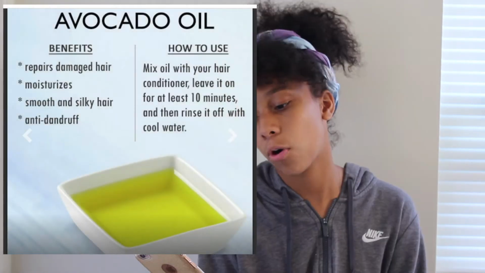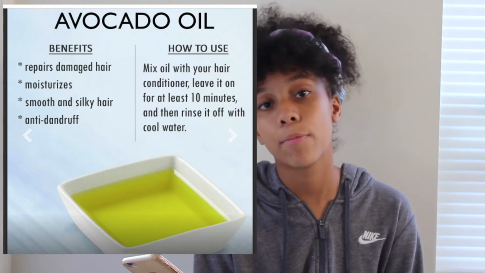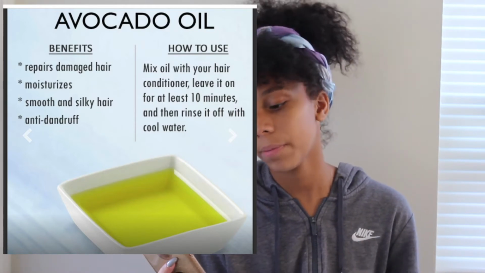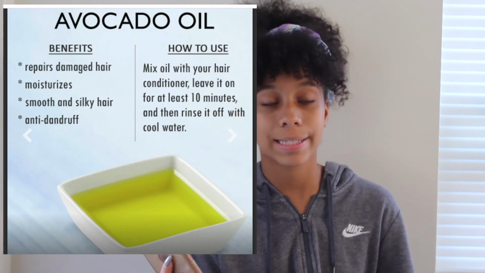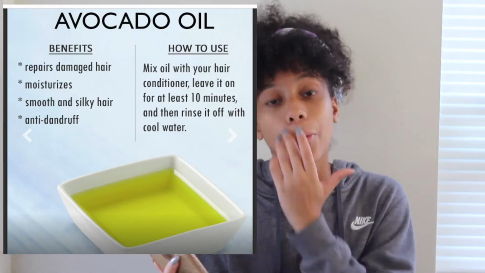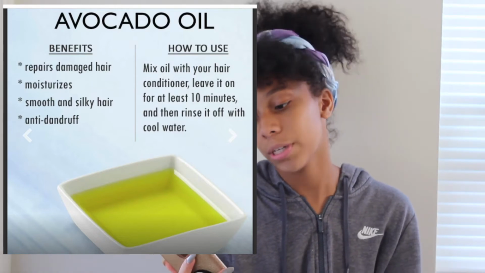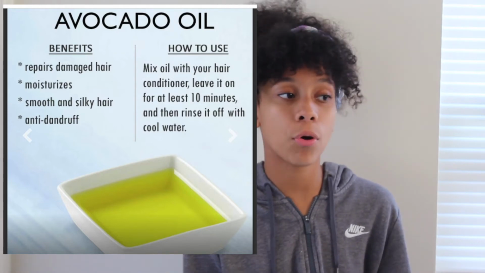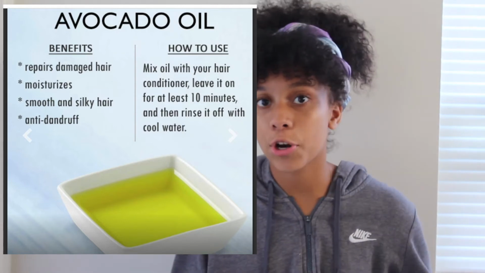Now moving on to avocado oil. I personally have never tried avocado oil, but I really want to. Avocado oil repairs damaged hair and moisturizes, and it also makes your hair smooth and silky, and it's also an anti-dandruff oil, so when you have dandruff you can use this oil. With this oil, what you're going to do is mix it with your conditioner and leave it for at least 10 minutes, and then rinse it off with cool water or warm water depending on your hair porosity.